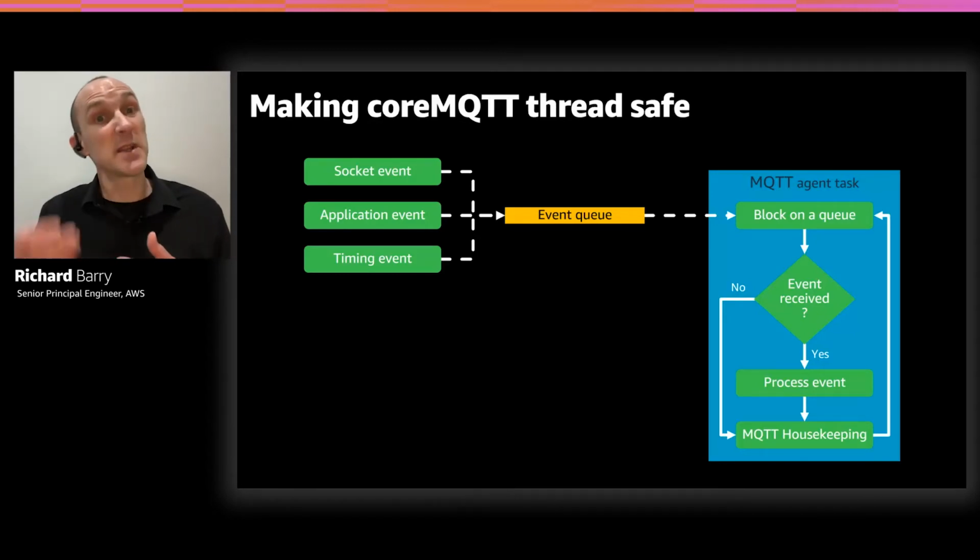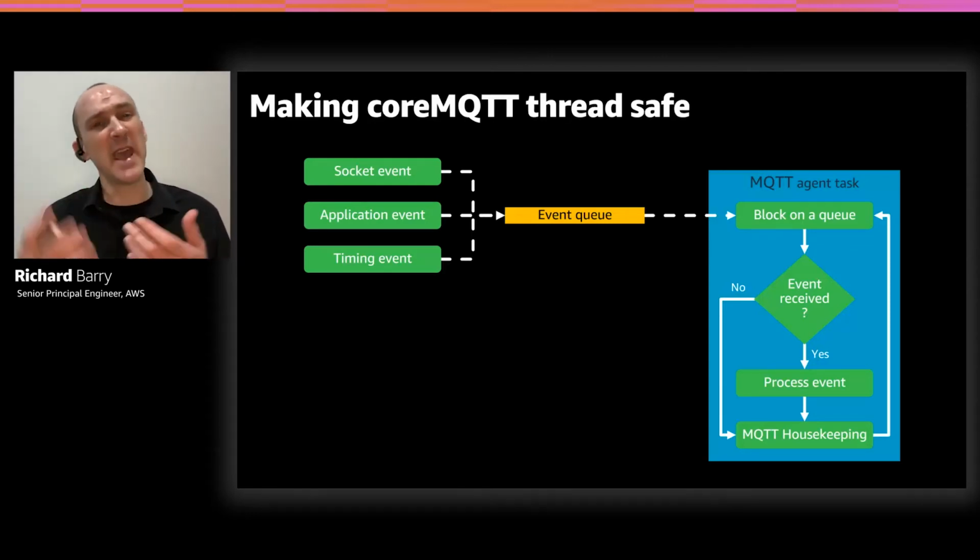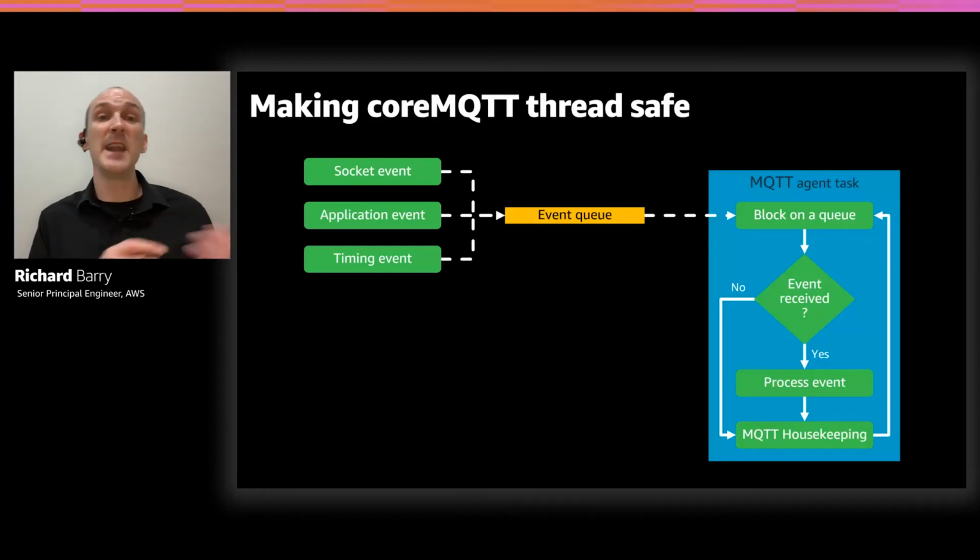Now, because we have to keep calling that process loop, we don't want to block indefinitely. So we're going to block for a time period. If we exit without receiving the event, we call that process loop again and go back up to the top. So again, even the agent structure is very simple, and we'll look at the source code for that as well. Anything else that wants to interact with the MQTT does that through an event queue.